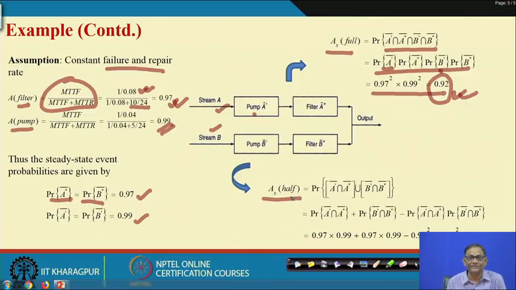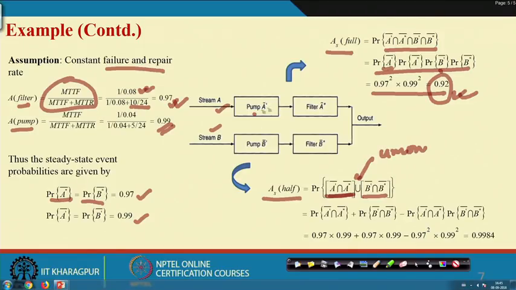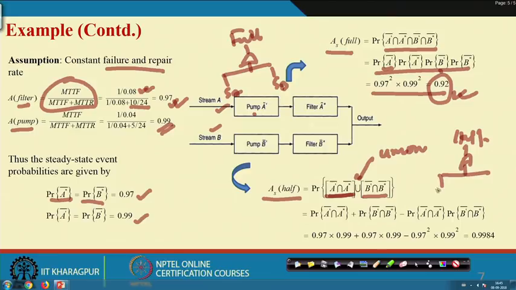Now what will be the case for half production? If one of the two streams works, then half production. So that means either stream A works or stream B works. Stream A works is A' intersection A''. Stream B works means B' and B'' intersection. Now one of them works, that's why the union is given here. So it's some kind of OR gate. For full production it's an AND gate, stream A, stream B. And here for half, an OR gate, stream A and stream B, okay.